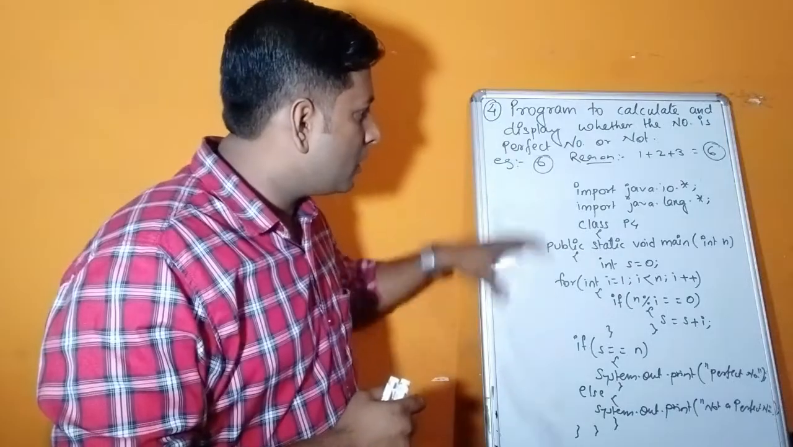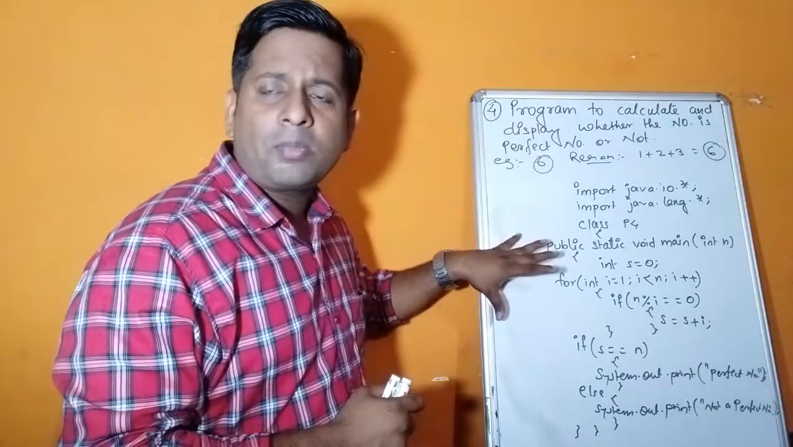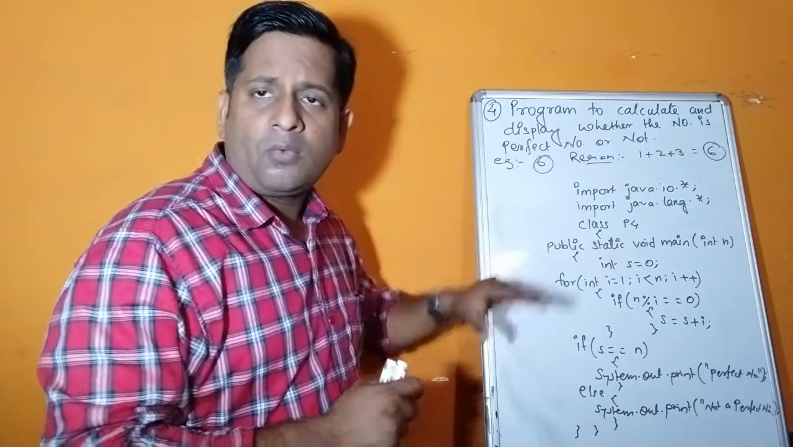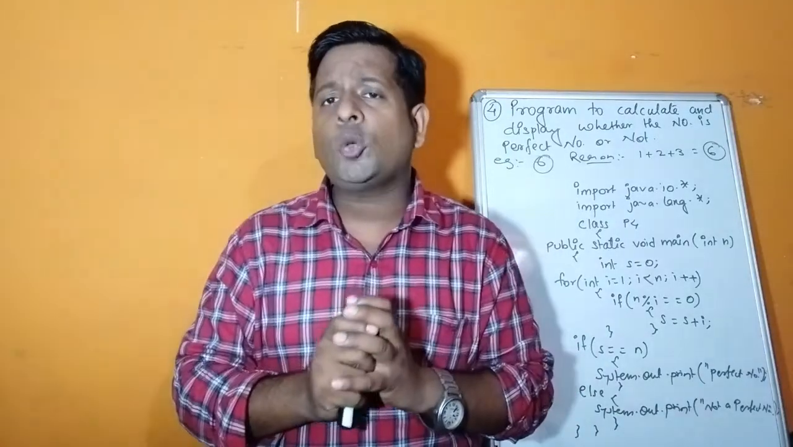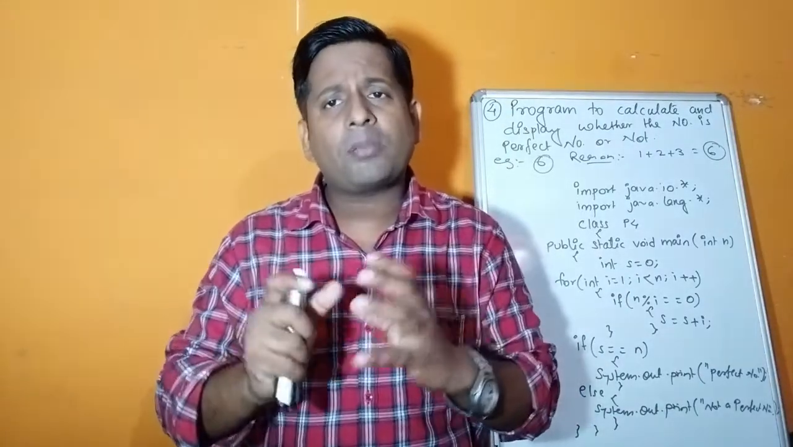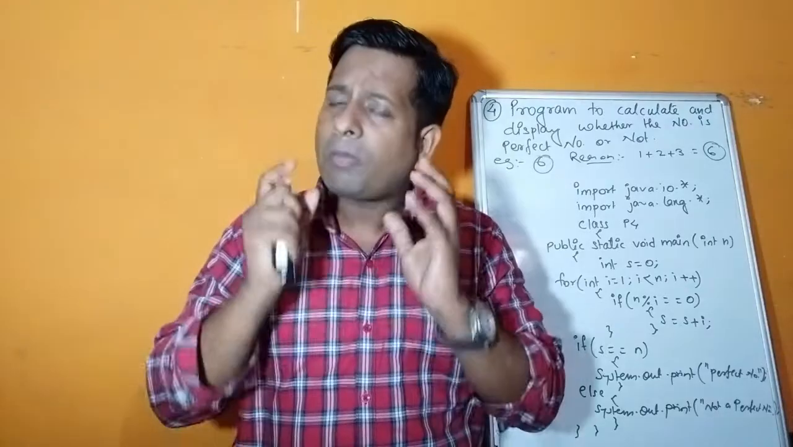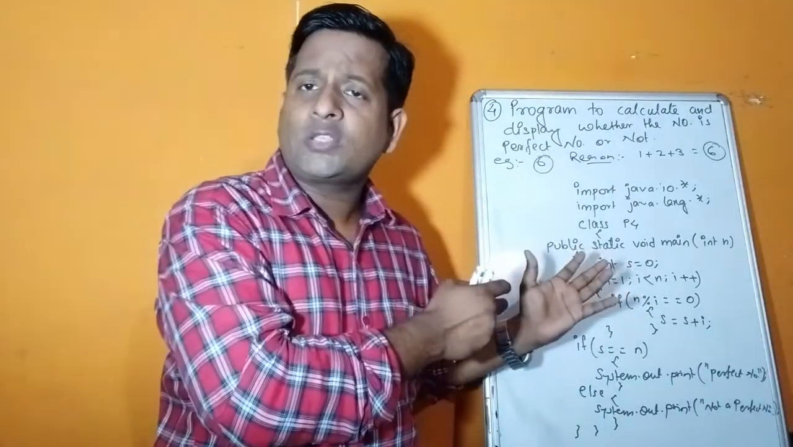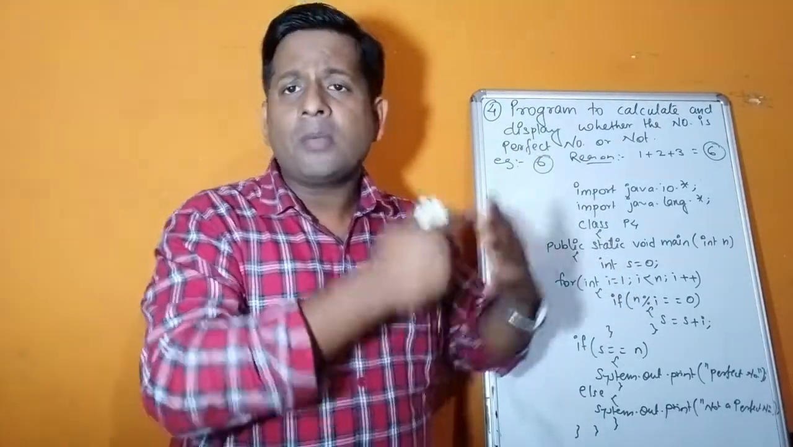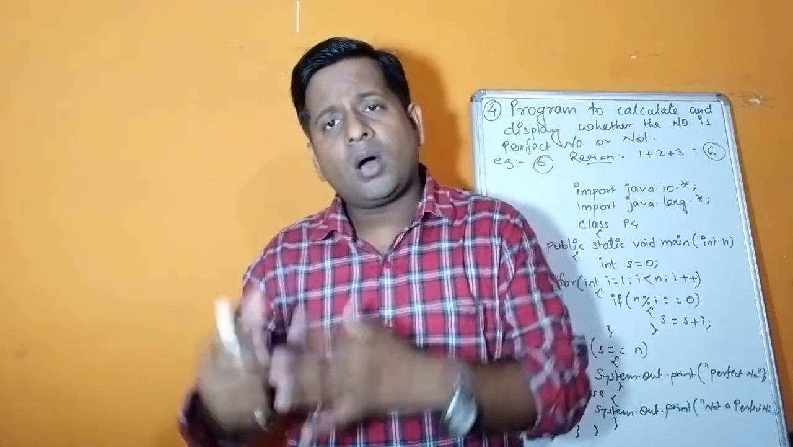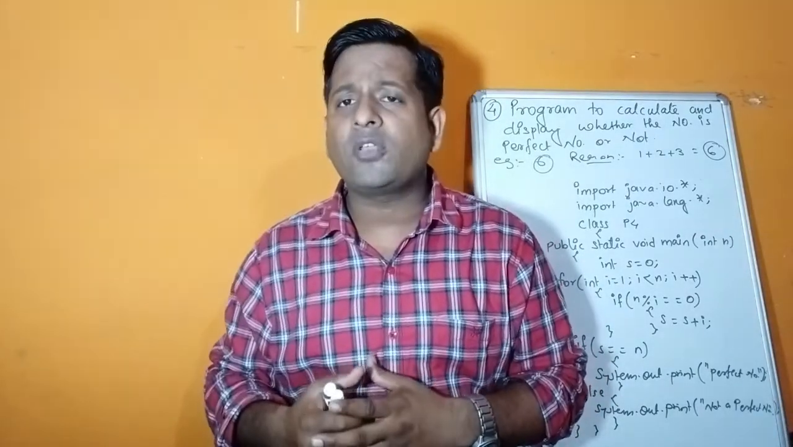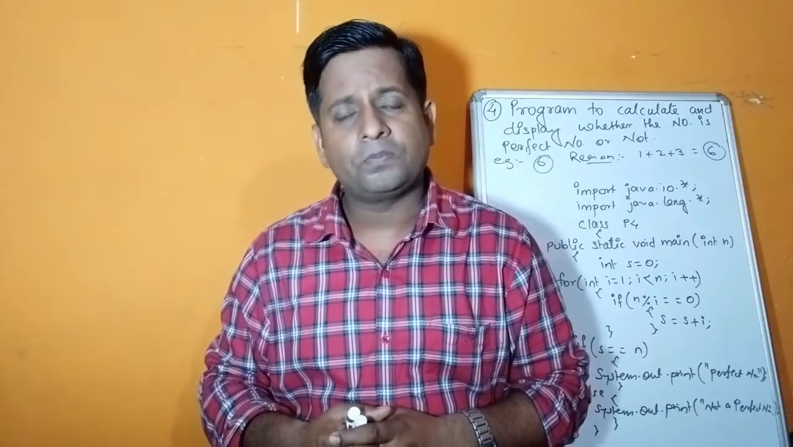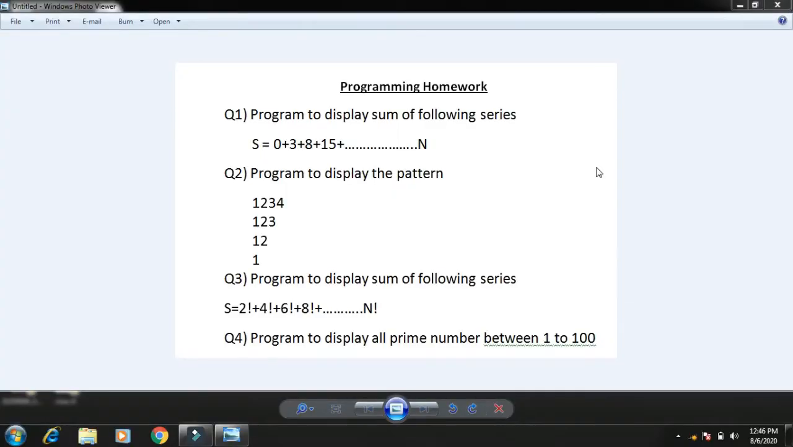So children, this is about the programming section from the for loop. Based on the for loop, I'll be giving you some programming homework which you have to do by yourself. You have to understand today's topic, today's 4 different programs. Based on these 4 different programs, I'll be giving you some homework questions which you need to complete. Clear, children? Based on today's topic, I've given some programming homework.